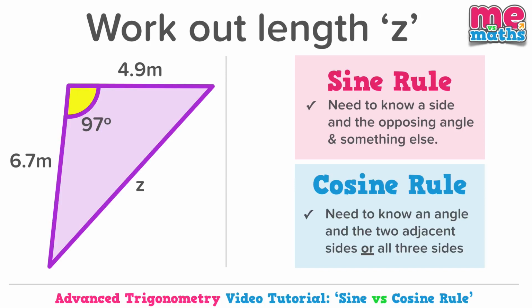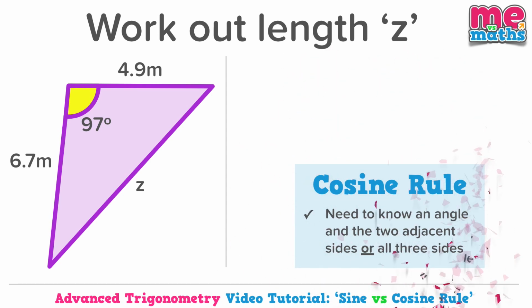Here we're being asked to find a missing side length again. We need to know a side and an opposing angle to use the sine rule. So that's a no-go for this question, as we know the angle that's labelled as 97 degrees, but we don't know the side opposite. To use the cosine rule, we need to know an angle and the two adjacent sides, which is exactly what we know here.